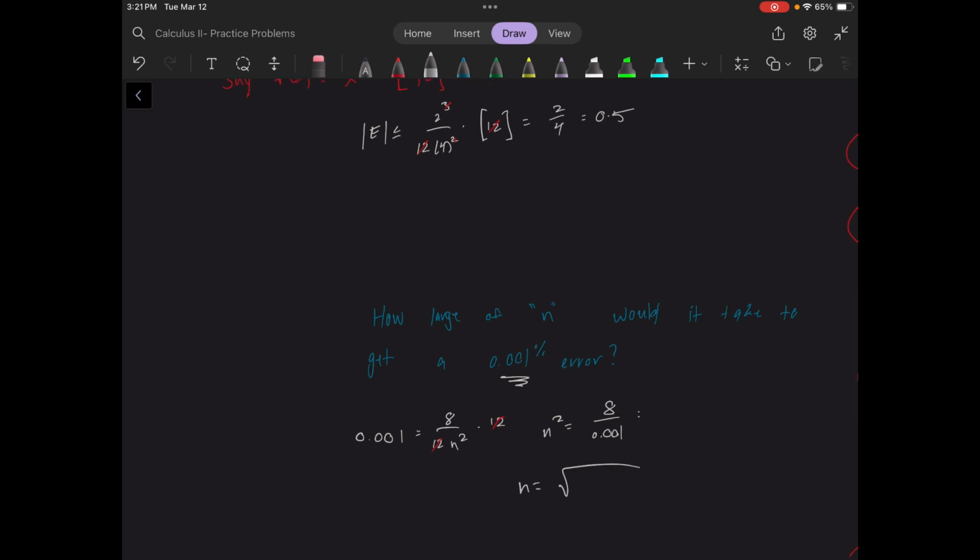So n is going to be the square root of 8 over 0.001. Plug this into a calculator and you get 89.4 trapezoids. But we can't have 0.4 of a trapezoid, right? So we're just going to round up to 90 if we want that error to be less than or equal to 0.001. If we used 89, we wouldn't have enough.